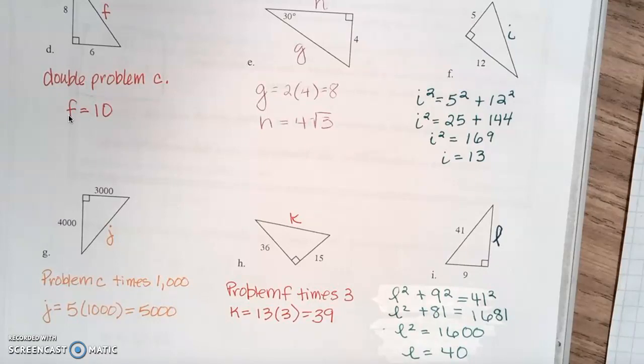5. So we're going to take the 5 and multiply it by 1,000, which means that the hypotenuse on this one is 5,000. We don't even need a calculator for that because it follows that special pattern. Okay?